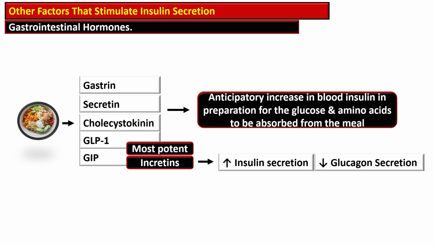So they have got a therapeutic relevance, that the modern anti-diabetic drugs such as GLP-1 analogs or DPP-4 inhibitors mimic or enhance incretin activity to boost insulin release and improve blood glucose control.